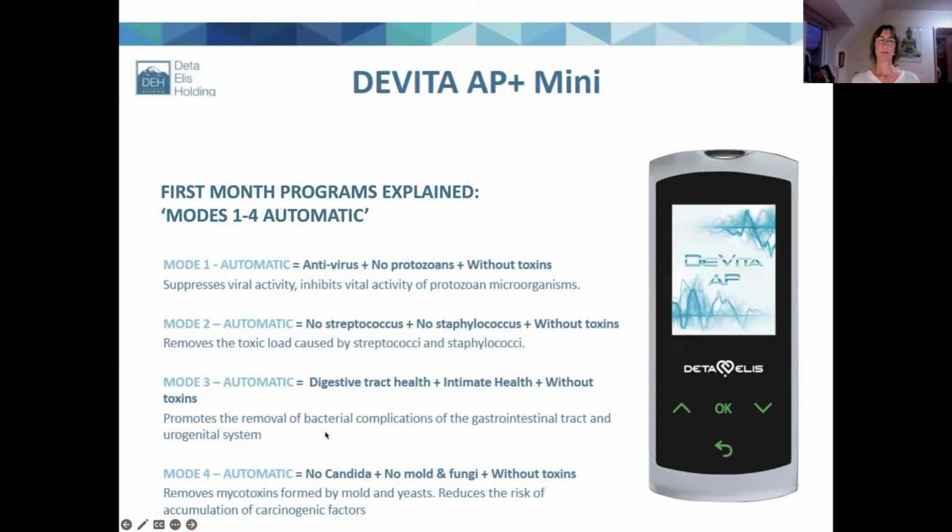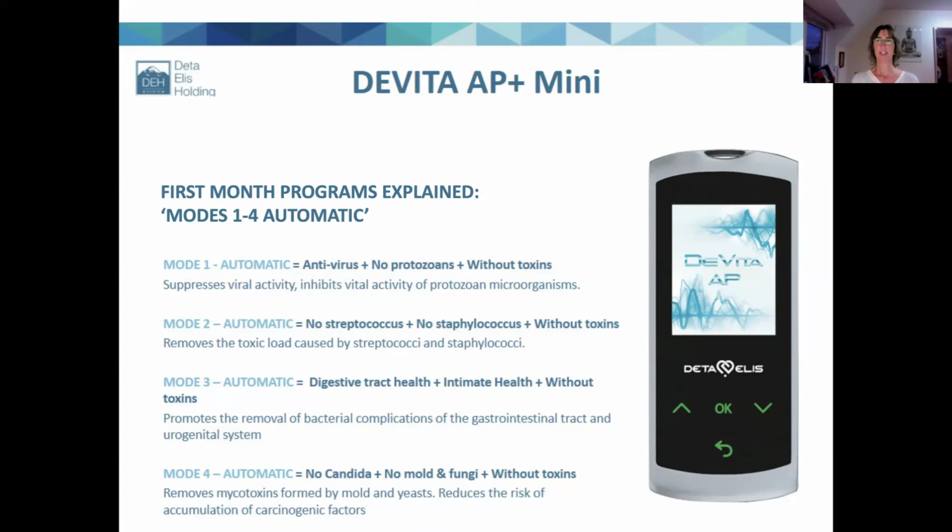So when doing that initial detox program, we're going to switch programs every week. So the first week, we're going to play Mode 1 Automatic. And this is a program that addresses ridding the body of a whole selection of viruses, protozoan, and removes their toxins. Then we move on to bacterial loads, particularly Streptococcus and Staphylococcus, and remove the toxins that they produce. Then we move on to removing bacterial issues in the digestive tract and the urogenital system.